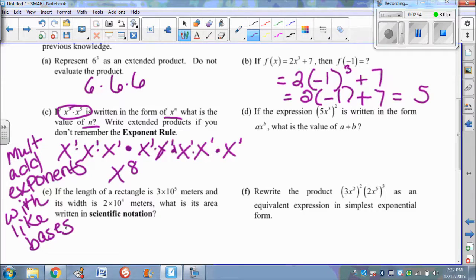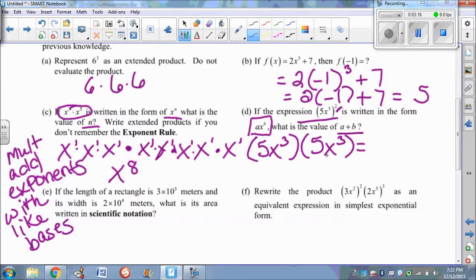Okay? So now it says, if the expression 5x to the third to the second is written in the form ax raised to the b, what is the value of a plus b? So I'm going to take this expression and expand it out. So 5x to the third squared means 5x to the third 2 times. So now I can do that multiplication where 5 times 5 is 25. And now I have like bases here, x to the third times x to the third, which means we would have x to the 6th power.